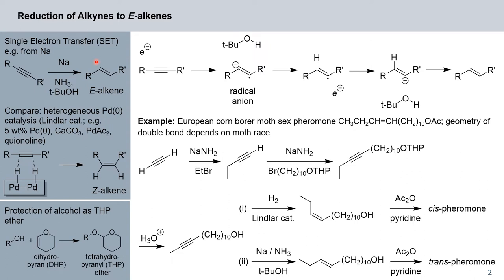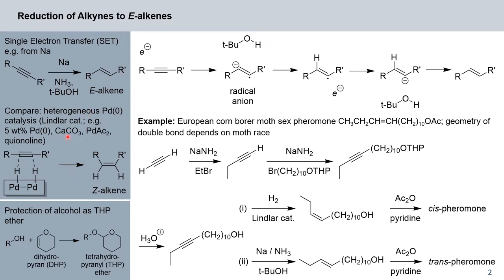Radicals can be very useful in the selective reduction of alkynes to E-alkenes. Yeah? This is a process which proceeds via single electron transfer from group 1 metals, for example, from sodium or lithium, as we've seen on previous slides. As I said, the product results selectively in an E-alkene, so with both these substituents trans to one another.